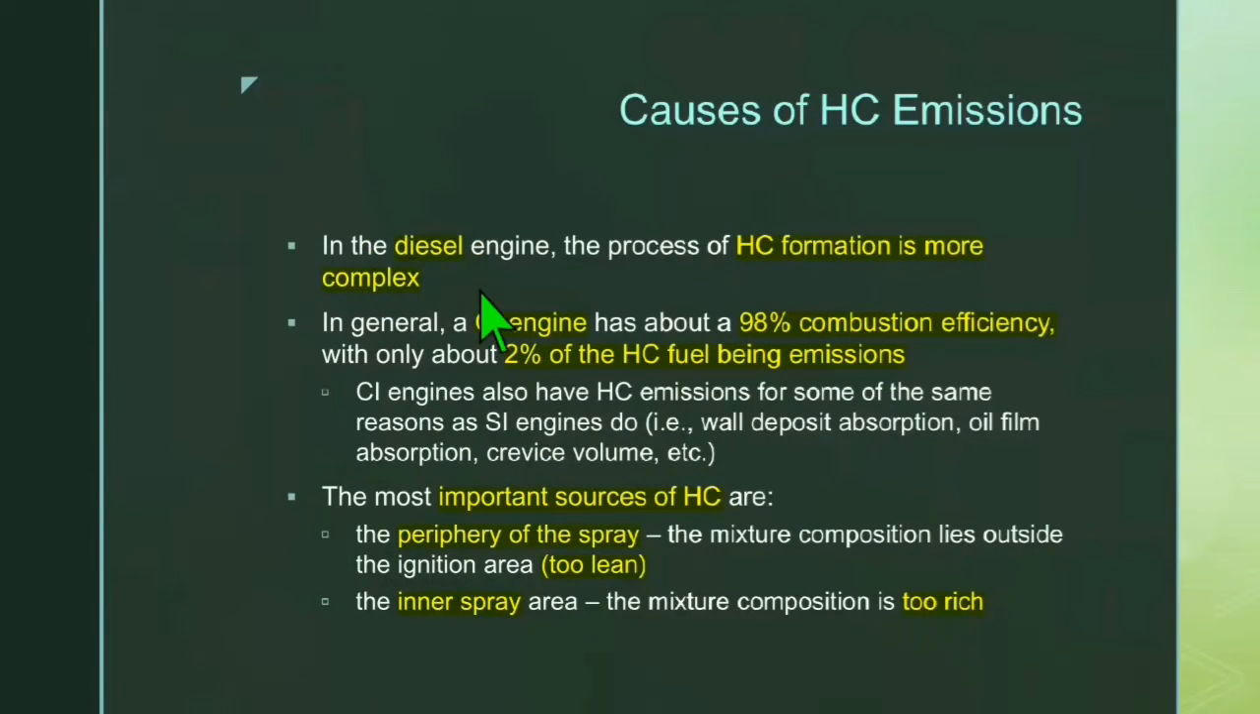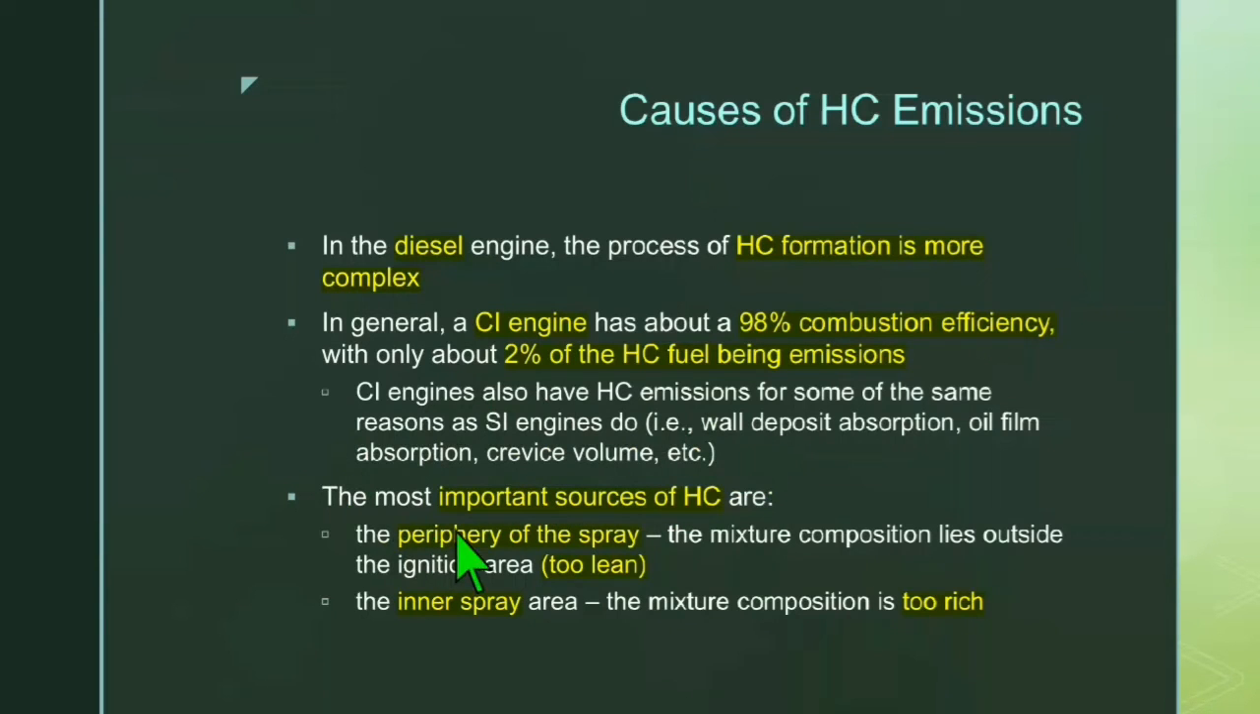In the diesel engine, the process of hydrocarbon formation is more complex. In general, a CI engine has about 98% combustion efficiency, with only about 2% of the hydrocarbon fuel being emitted. CI engines also have hydrocarbon emissions for some of the same reasons as SI engines: oil deposit absorption, oil film absorption, crevice volume, etc.